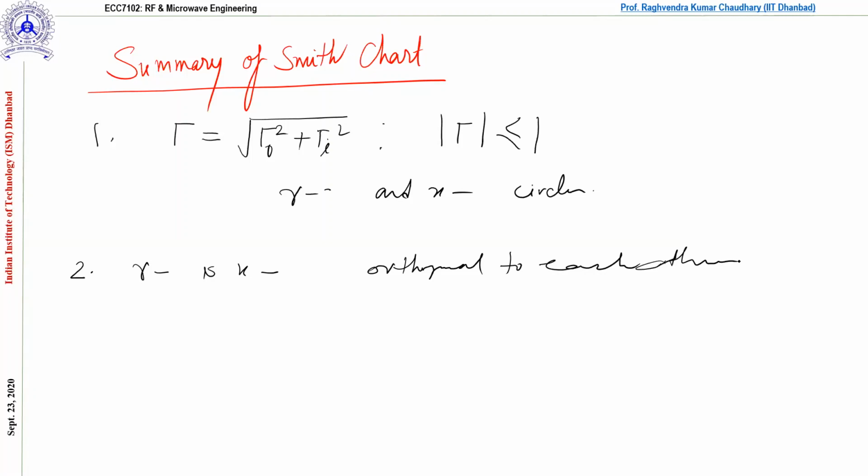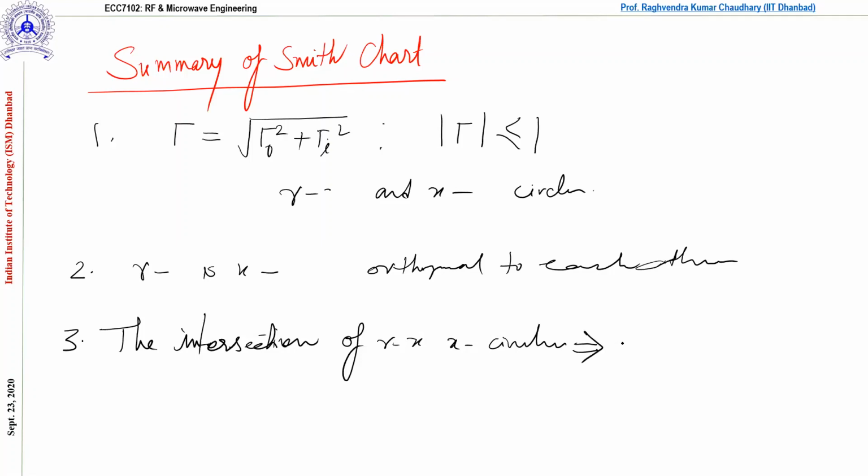Now the third point will be the intersection of the R and X circles. The intersection of R and X circles will provide you a point which is actually the normalized load impedance. To get the real impedance, you are supposed to multiply with Z0, the characteristic impedance of the system, correct?